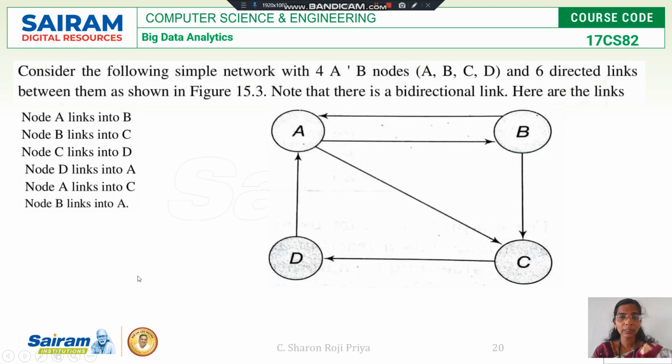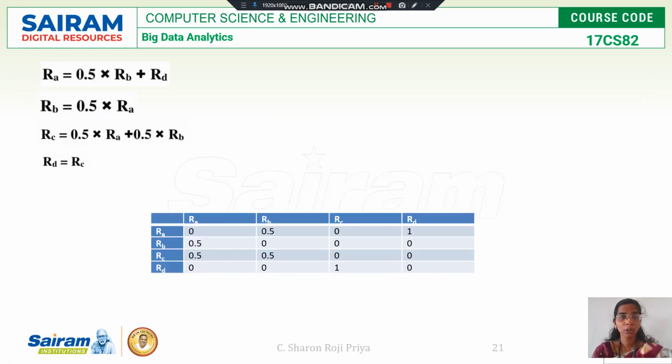And what about this incoming edge? This incoming edge is from D. D has only one outgoing edge, so the complete influence of D is taken by A. So how will I write it? Half the influence of node B plus the complete influence of node D is taken by node A. This is how we got this equation. Hope it is clear.